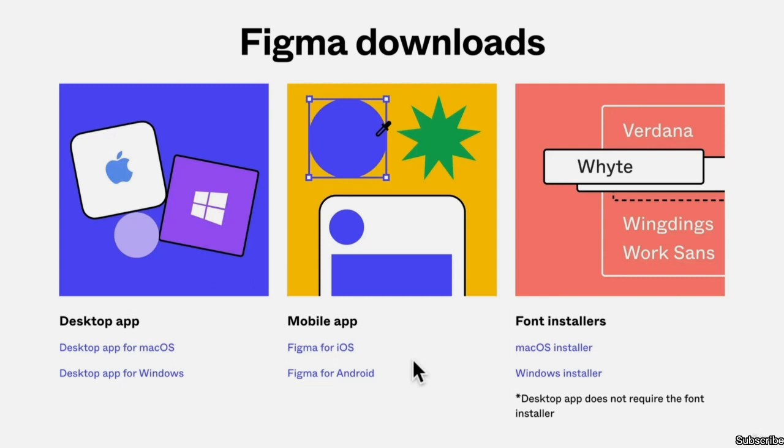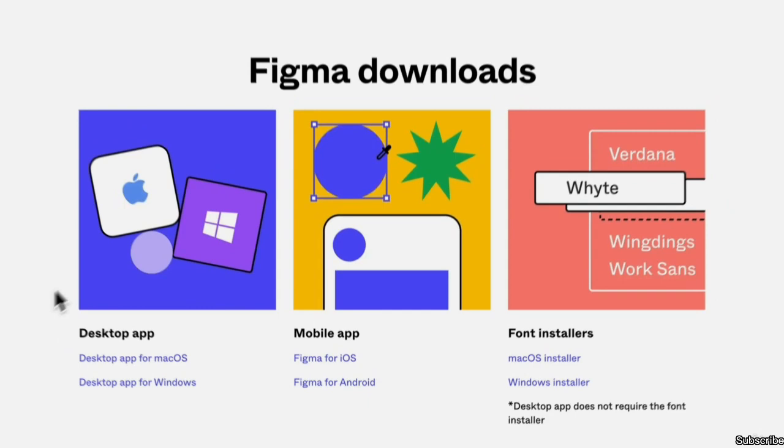The mobile app is really great if you're on the go, you want to take a look at design files, answer some comments, or take a look at a prototype. That's what the mobile app is really good at. If you want the desktop app for that dedicated experience, this is where you're going to come.